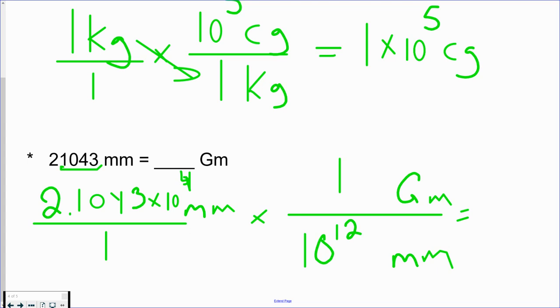Now our rule when dividing exponents is you take the top minus the bottom. So 4 minus 12 is going to give us -8, giving us a final answer of 2.1043 times 10 to the -8th gigameters.